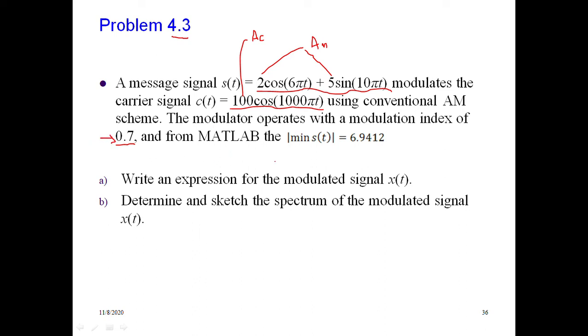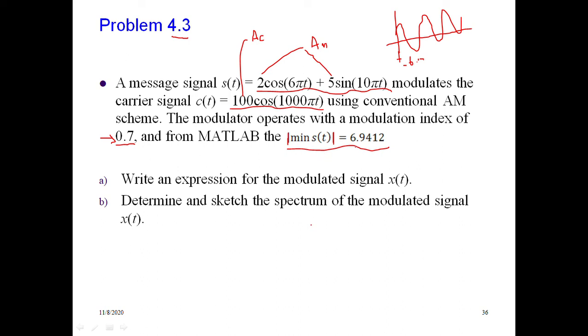So from MATLAB, the minimum s(t) is 6.9412. How do I get this? You simulate the 2 cos 6 pi t plus 5 sin 10 pi t in MATLAB. Let's say this is the signal, but bear in mind this is an absolute value. So this one is 6.941. If it's negative, take the absolute value, plus.